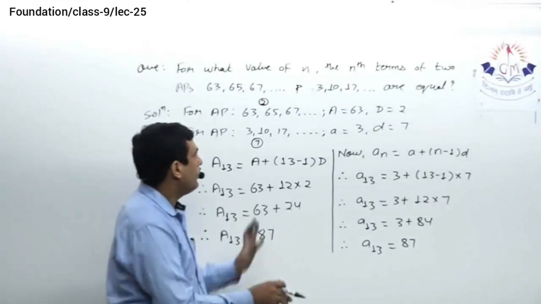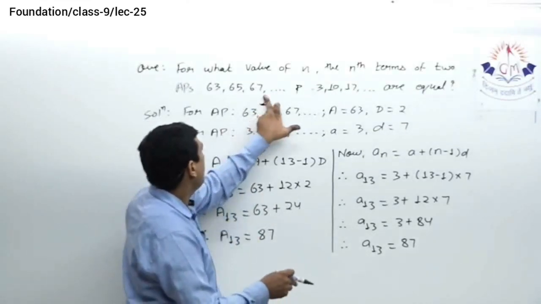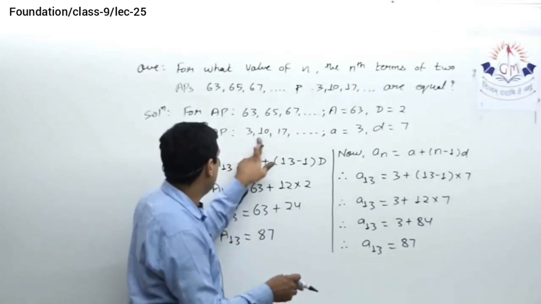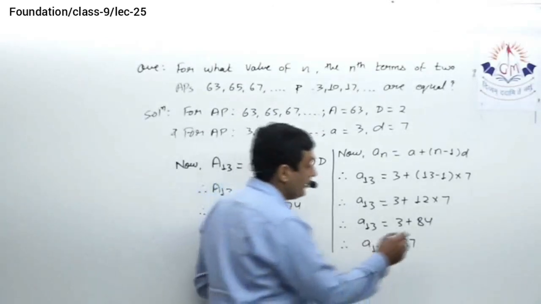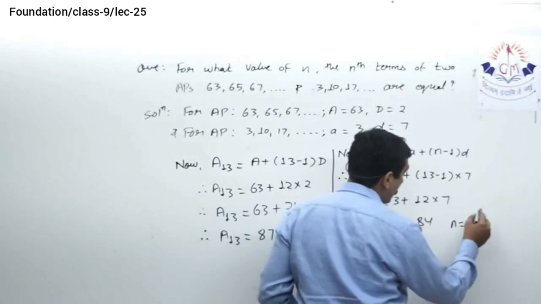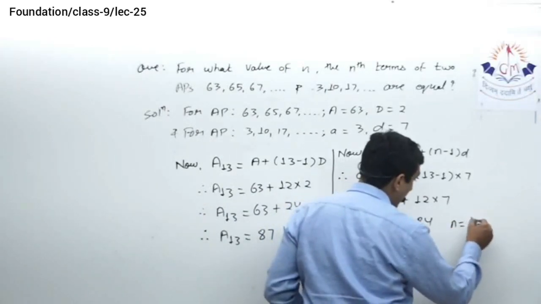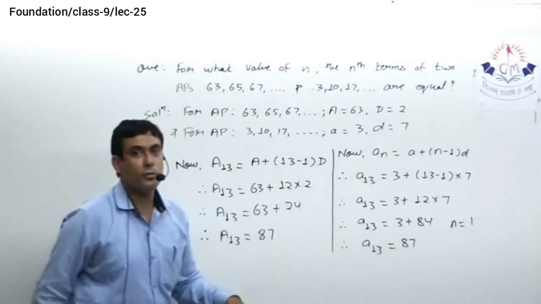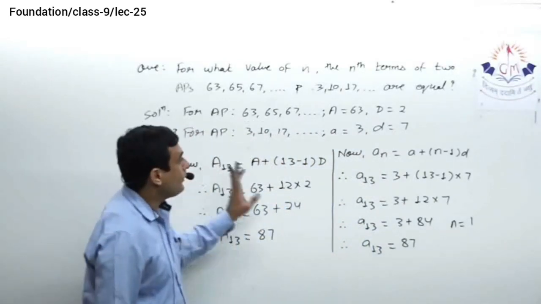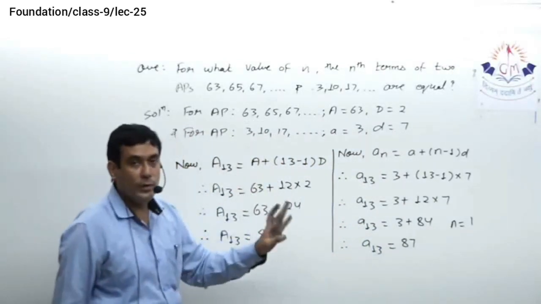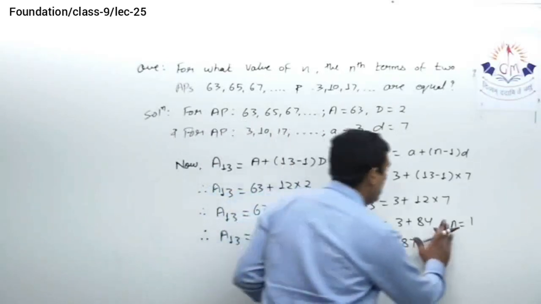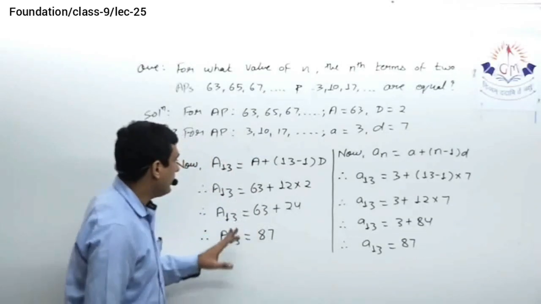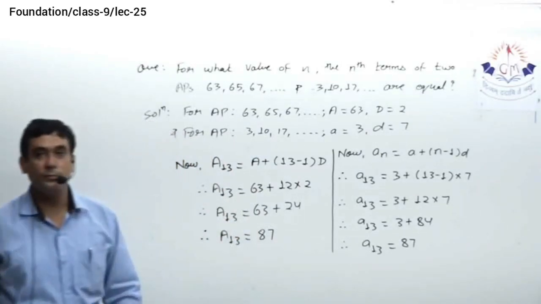Now see, here we got n equal to 13, so we concluded yes, their 13th terms are the same. Suppose we get n equal to a decimal or a negative number, then we will conclude that the given two APs do not have an equal term. So I hope you got the concept. Now please note it down.